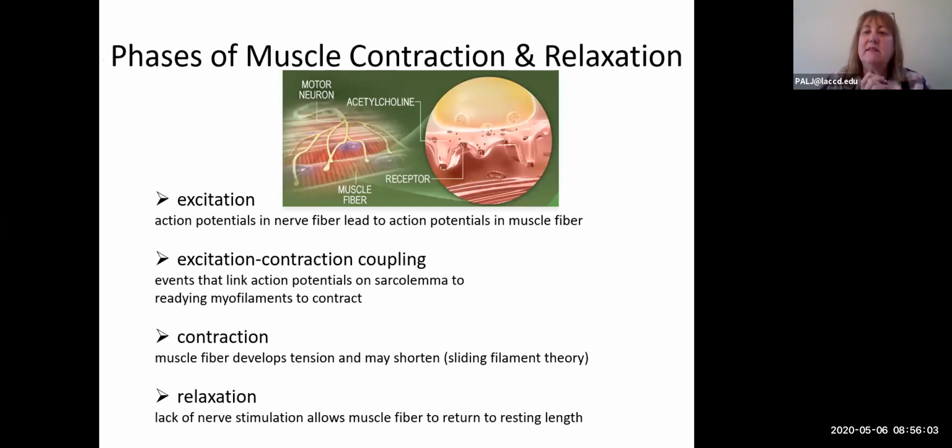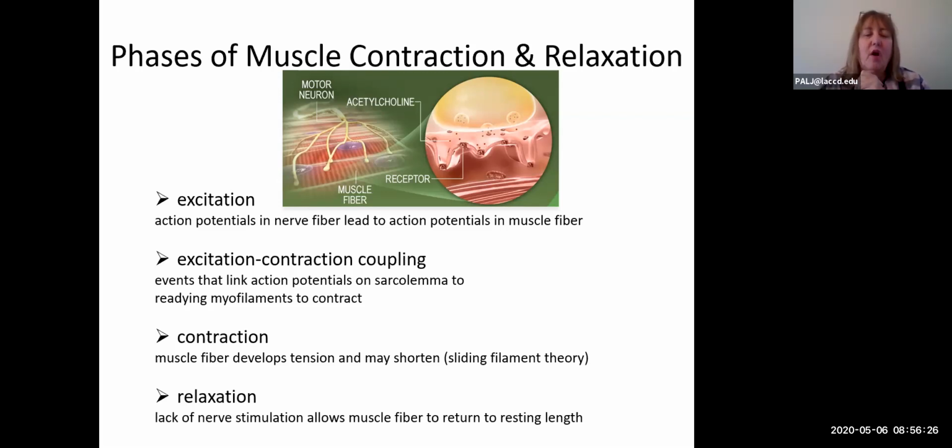Welcome back. This is the second video on muscle contraction, and in this part we're going to learn about the phases involved in muscle contraction and relaxation. So basically there's going to be 4 major phases, and then once we understand all this we'll go through the entire process. The first phase is what's called the excitation phase.